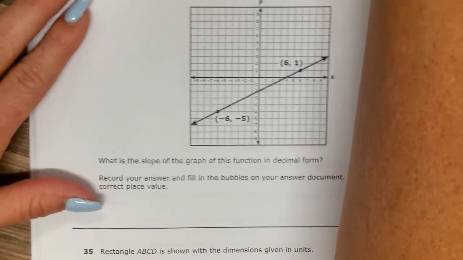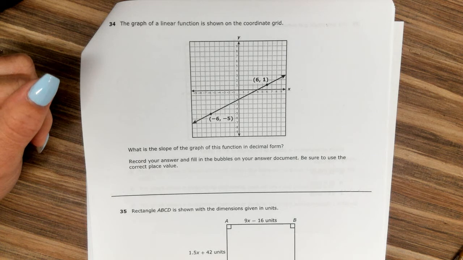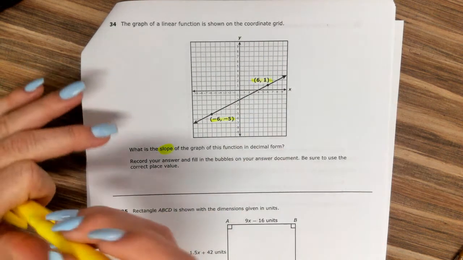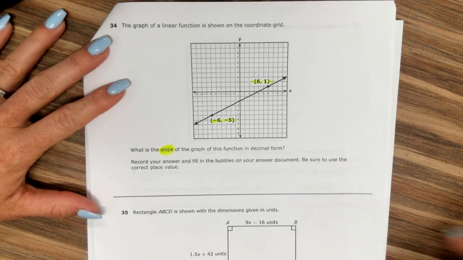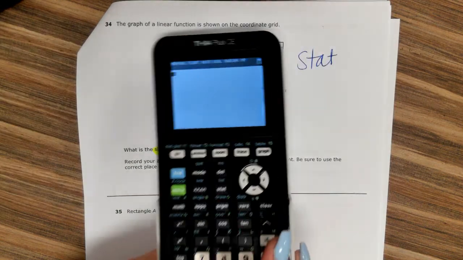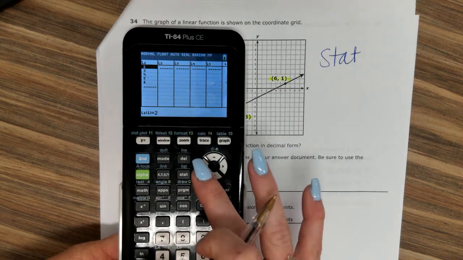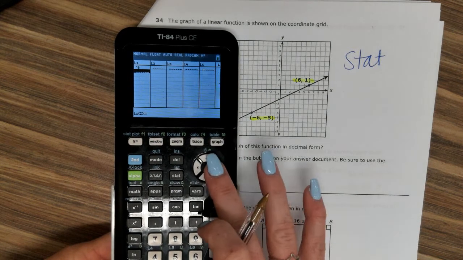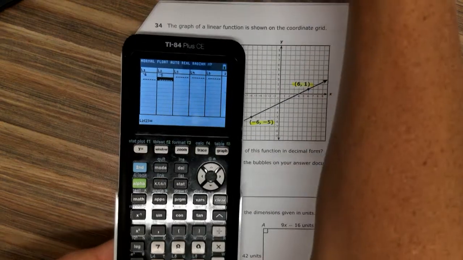Number 34. Oh, I was so mad if y'all missed this one. What is it asking? And they gave you two coordinates. How can you find the slope if they give you two coordinates? All you had to do was use stat. So you go to stat, go to edit, delete whatever you have there, put in -6, and over here, that is the -5. It goes together. It makes a coordinate. Do y'all see that?